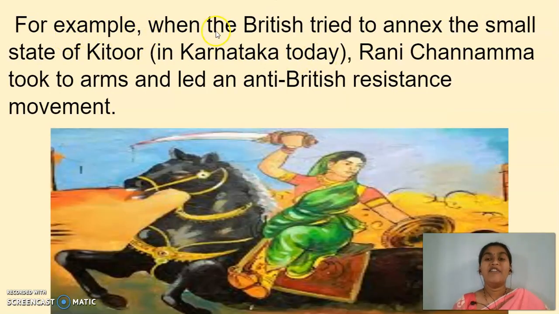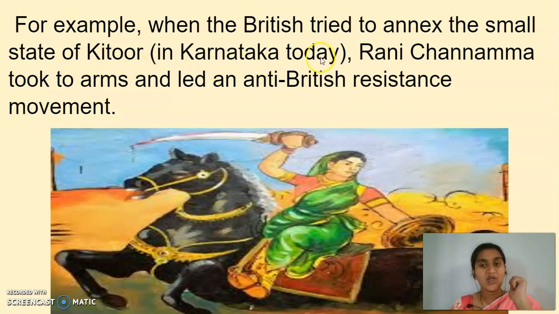For example, when the British tried to annex the small state of Kittur, it's in Karnataka today, Rani Channamma took to arms and led an anti-British resistance movement. Children, about this lady, you can even now study, you can get many books about her. She is one of the women freedom fighters. If we see the freedom fighters list, she is one among them, and she is from Karnataka. The place is Kittur. Okay, it's one of the small states, that is Kittur.